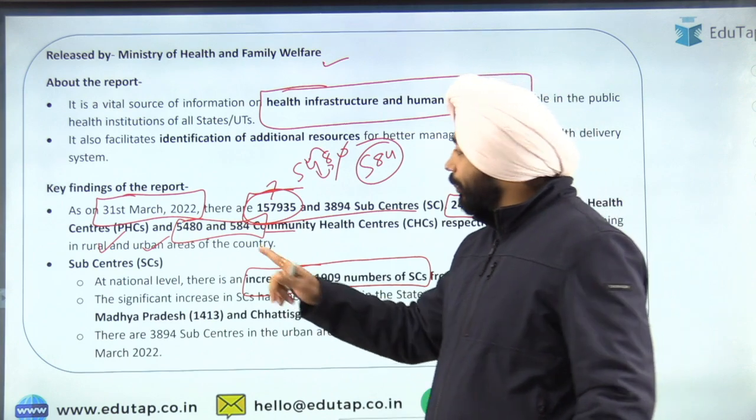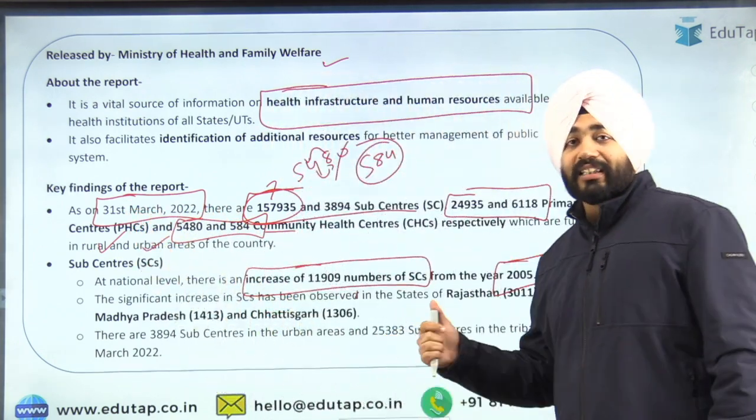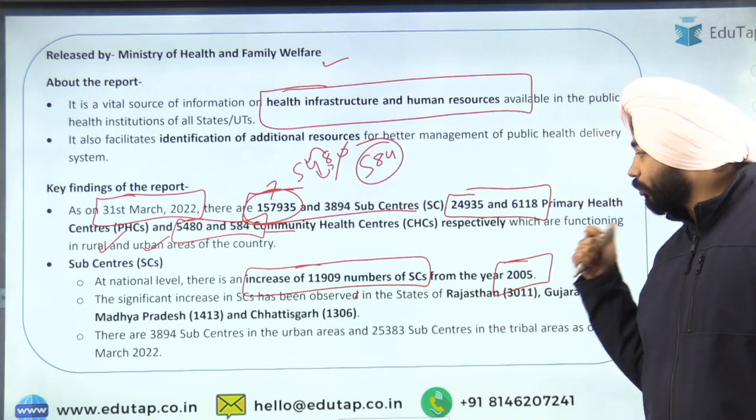So two things to remember. The baseline date is 31st of March 2022, whereas the comparison year in this report is the year 2005.